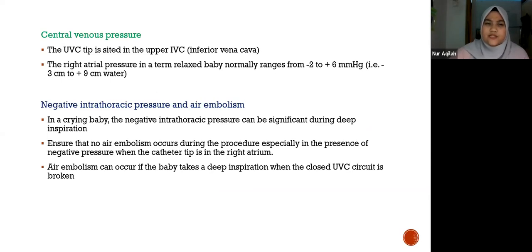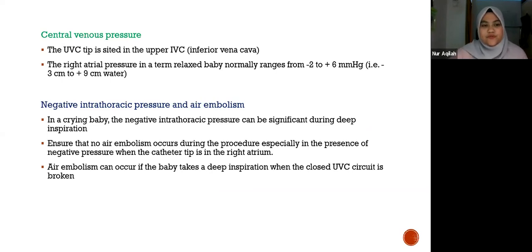And this umbilical vein catheterization can also be used to measure the central venous pressure. And in this case, the UVC tip should be sited in the upper IVC, near to the right atrium. So in a normal term relaxed baby, the right atrium pressure normally ranges from negative 2 to 6 millimeters of mercury.